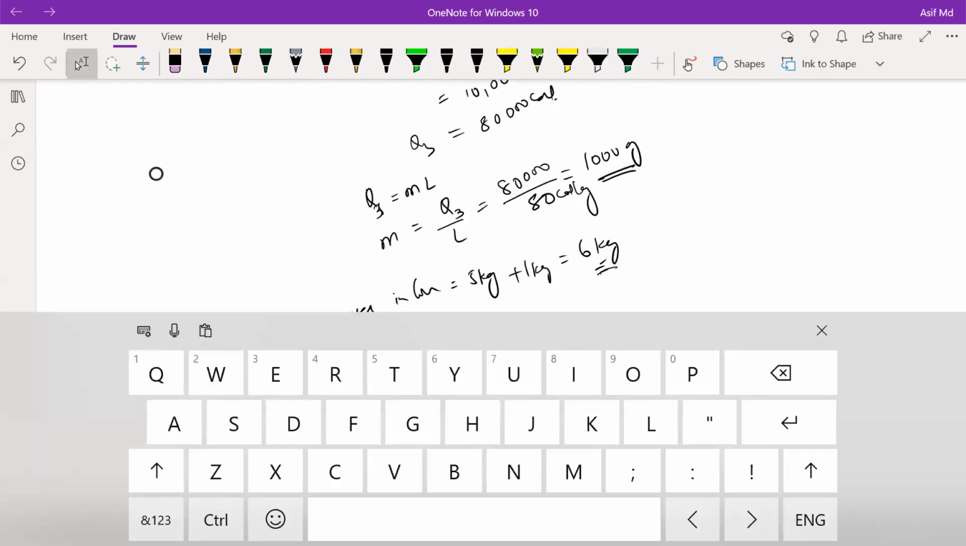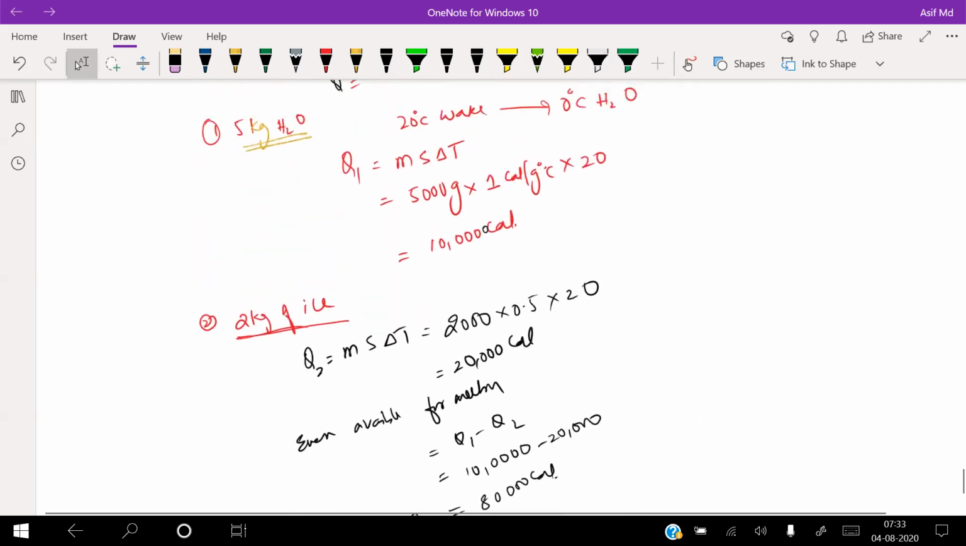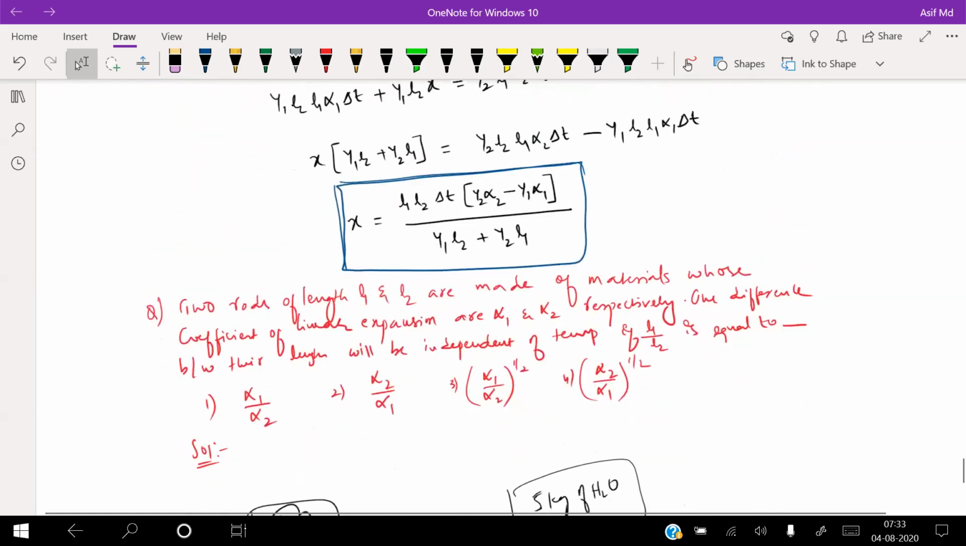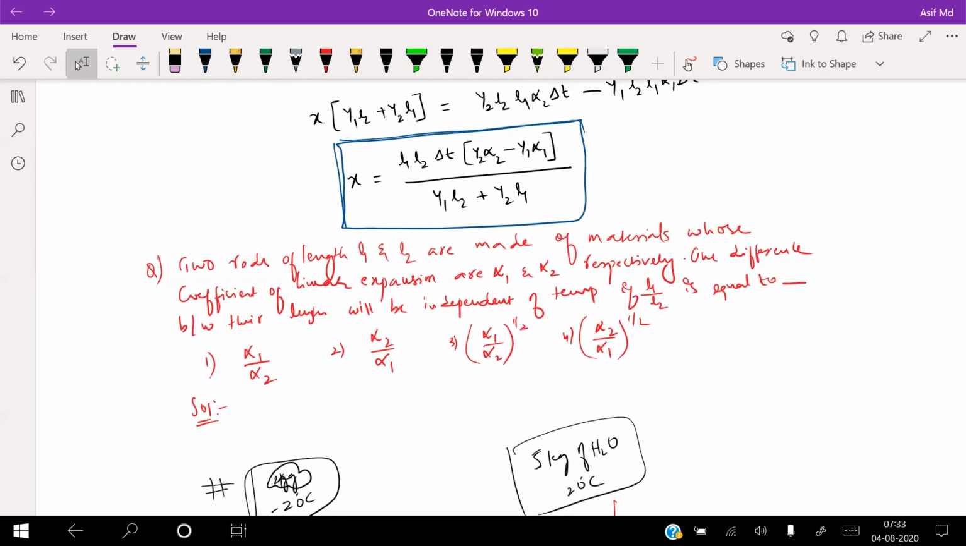Two questions, sir, actually. I hope you got an idea in favor of gases and all that, sir. Okay, fine. Now see this question better once. Two rods of length L1 and L2. I just sent you the portion, sir, to your phone.